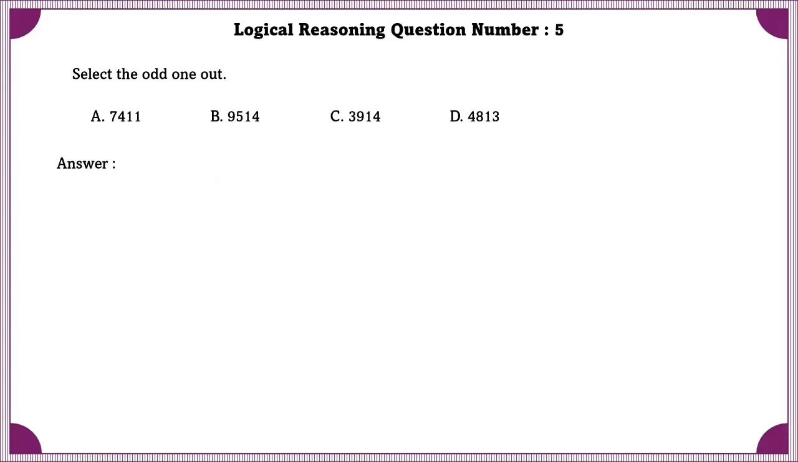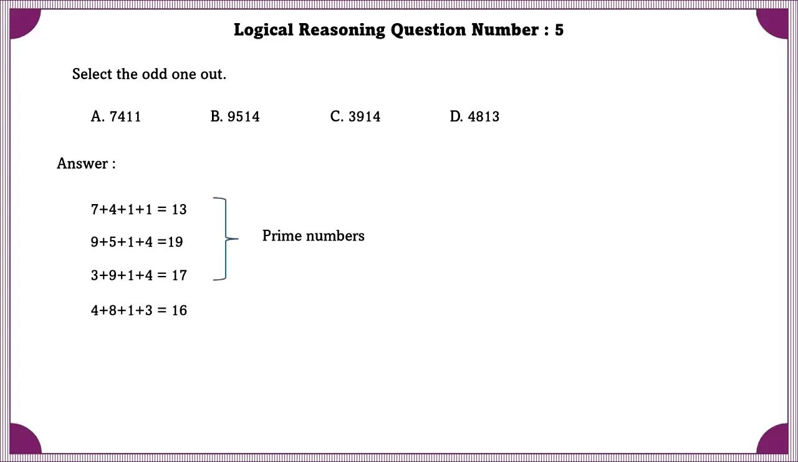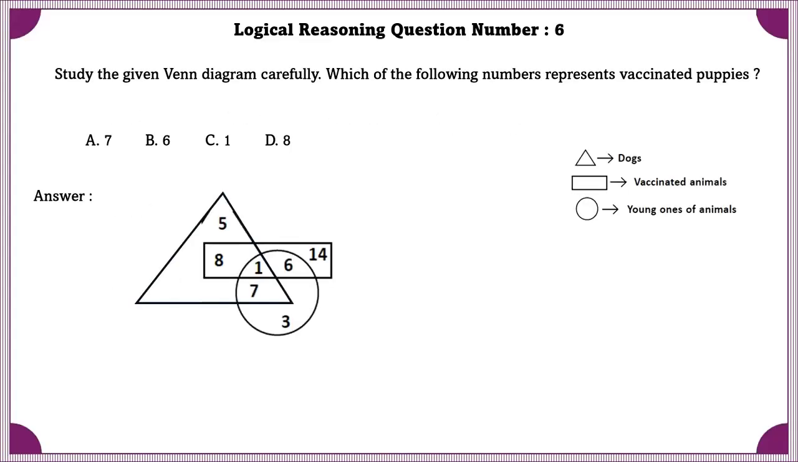Logical reasoning 5. Select the odd one out. First, let's take all the options' digits and add them together. As we can see here, the first 3 options are prime numbers, and the fourth option is not a prime number.